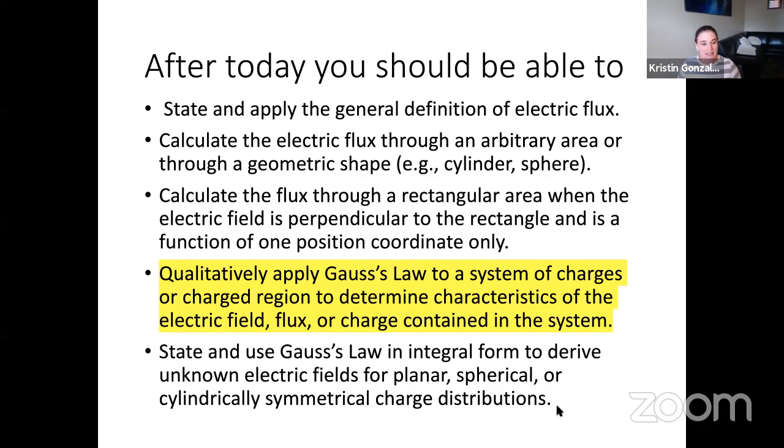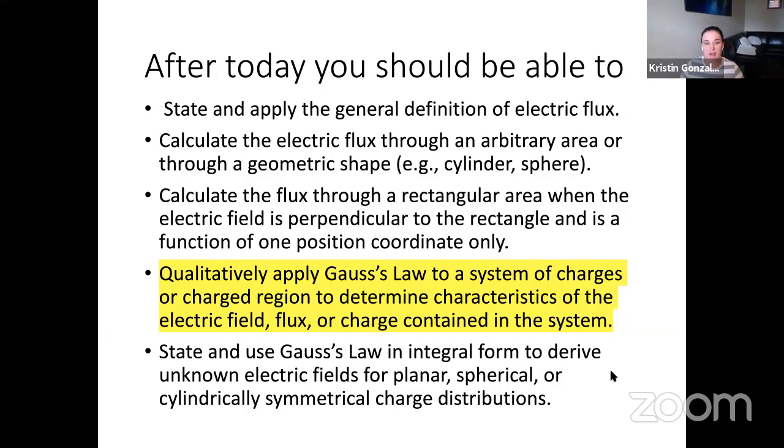We're going to qualitatively apply Gauss's law to a system of charges or charged region to determine characteristics of the electric field, flux, or charge contained in the system. And we're going to state and use Gauss's law in integral form to derive unknown electric fields for planar, spherical, and cylindrical symmetry charge distributions. So it sounds like a lot, but really it all relates.